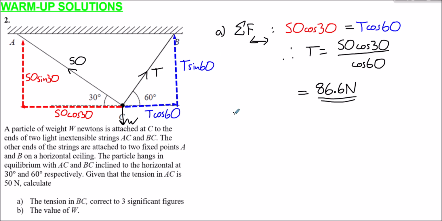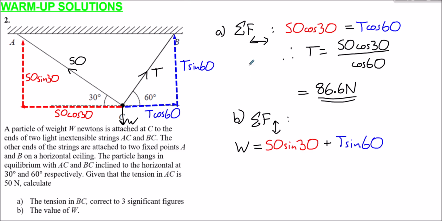And for part B, for the value of W, we can now consider forces going up and down. Because it's in equilibrium, components of forces going up will be equal to forces going down. So therefore the weight, which is the only one going down, will equal 50 sine 30 plus T sine 60. Now we just worked out T from before, so we can leave T in our calculator so we don't need to round or remember anything awkward.